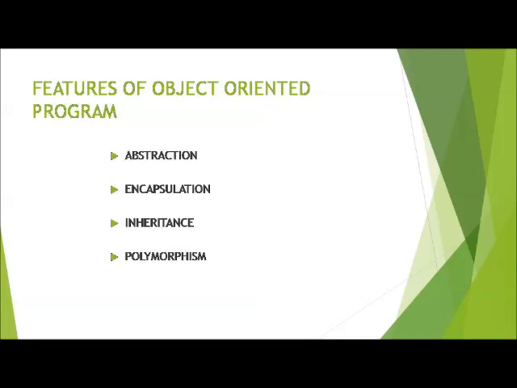Now we are going to discuss the features of object-oriented programming. The main features are abstraction, encapsulation, inheritance, polymorphism. Java is an object-oriented programming language, and Java also has the above discussed features.